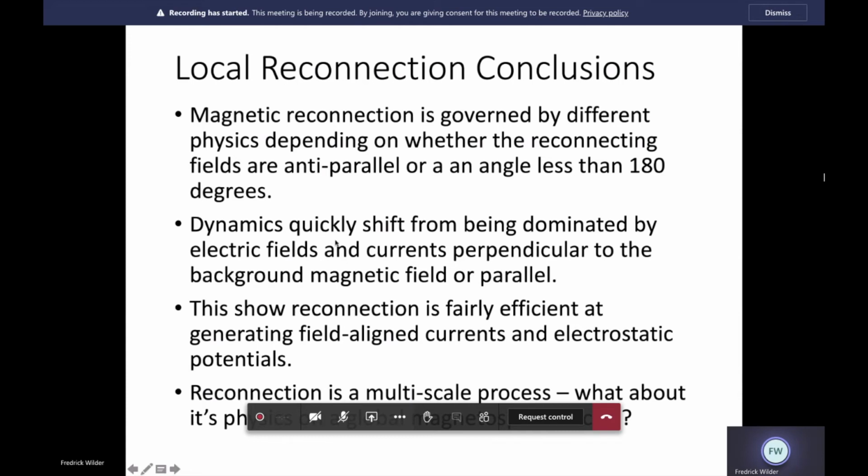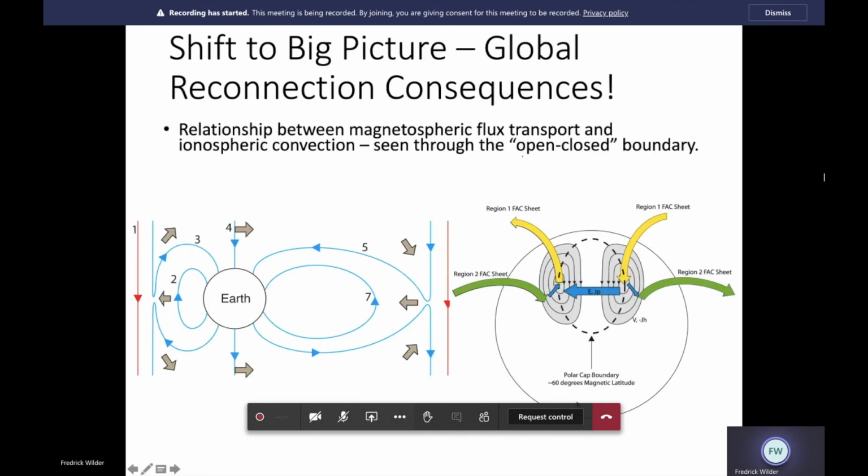So the dynamics shift very quickly, and this shows that reconnection is very efficient at generating field-aligned currents and field-aligned electrostatic potential drops. This could be potentially important for the larger scale current systems in the magnetosphere. And it's a multi-scale process, so I'd like to shift gears to global consequences.